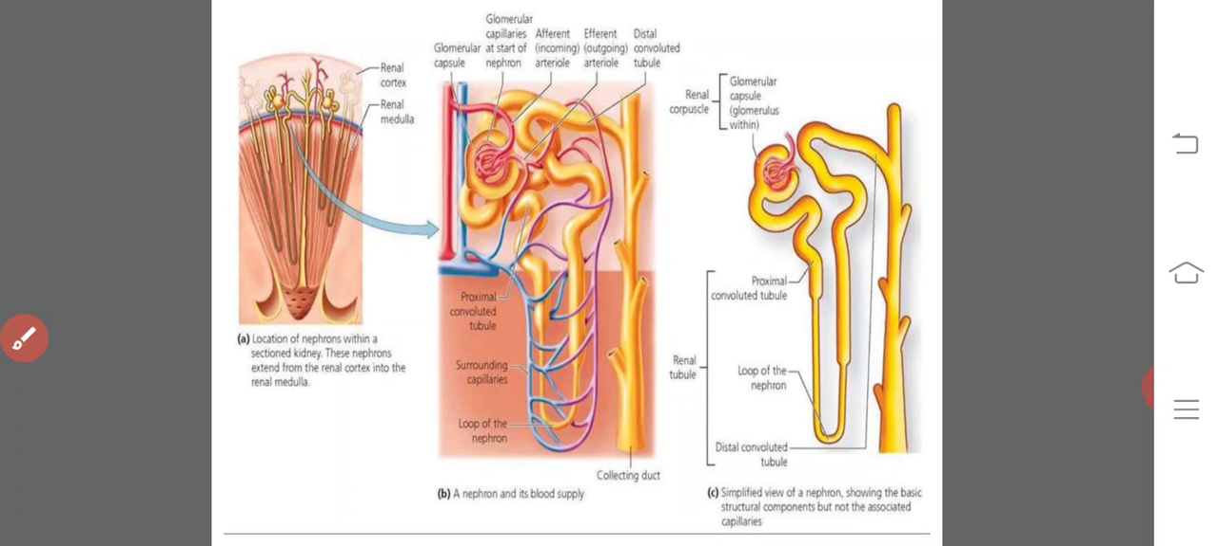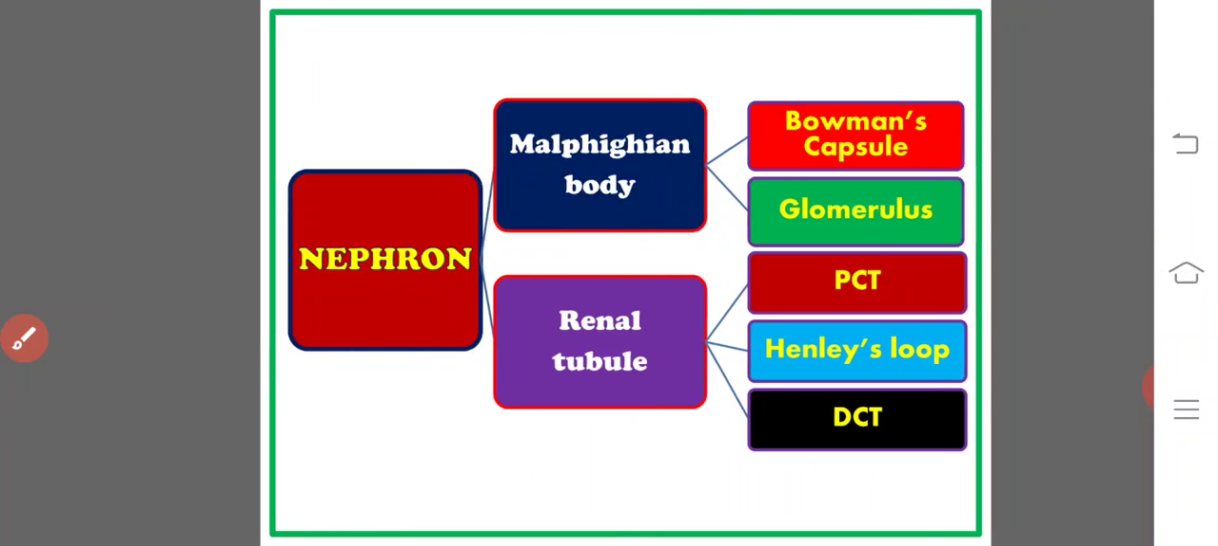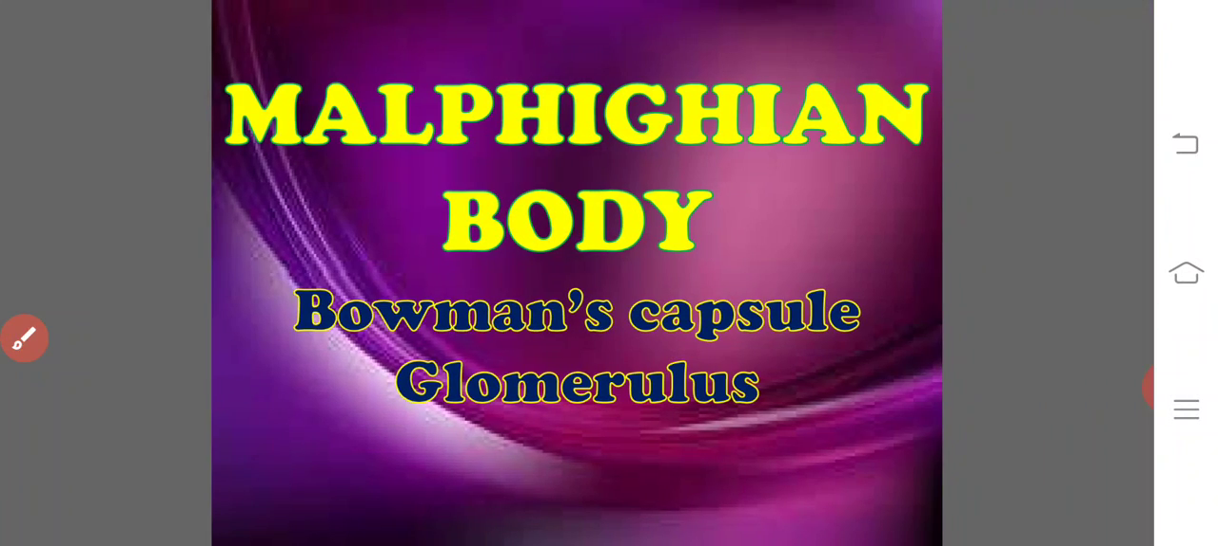Let us see what they are. See here, this portion is known as the Malpighian capsule or renal corpuscle, and the remaining portion is known as the renal tubule. Now here in the Malpighian body there are two portions again. In the Malpighian body we will see Bowman's capsule and the glomerulus.